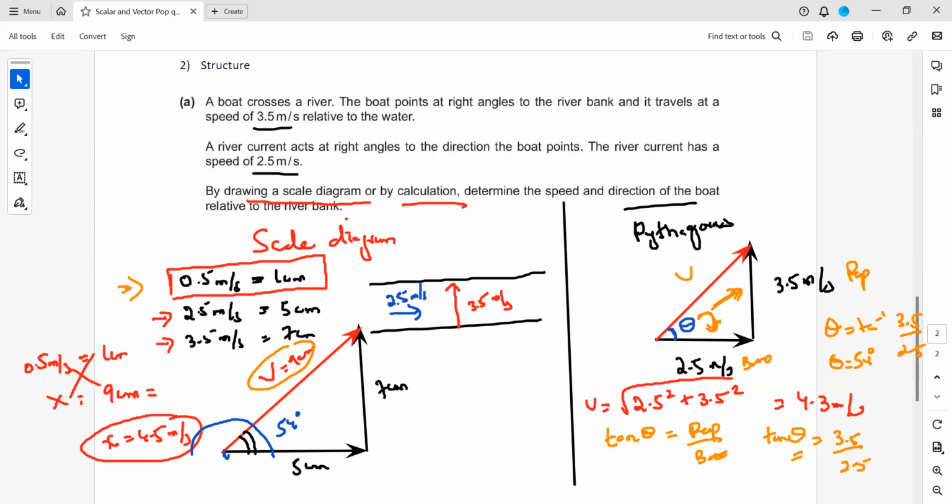Is this one clear? How to solve this question? You will always get two vectors which are perpendicular, or 90 degrees, to each other.